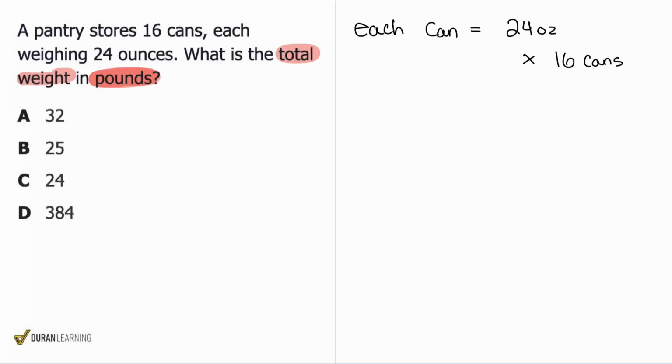But everybody, before we actually multiply, before we do the 24 ounces multiplied by the 16 cans to get the total weight, tell me this, everybody. What is the unit that we're going to get at the end? We are going to get the total weight as this. If we do it like that, we would get what? Yeah, we would get ounces. I don't know what that number is yet, but we would get ounces.